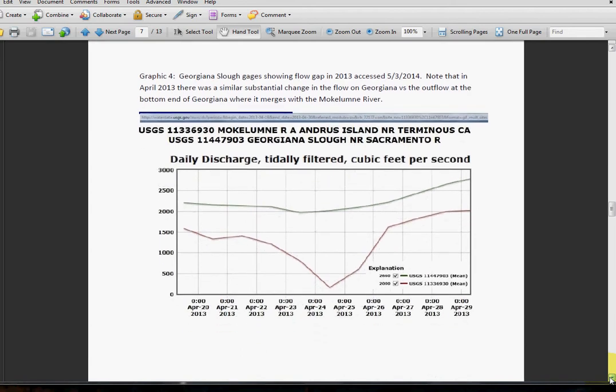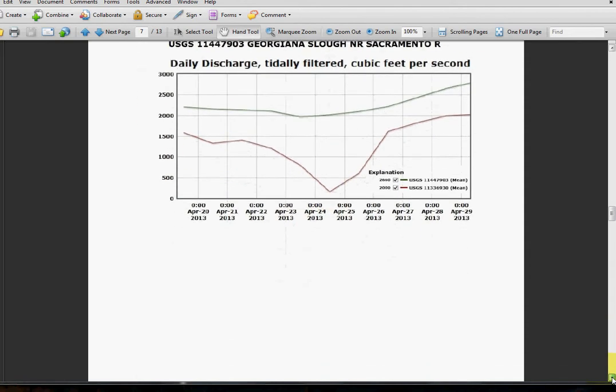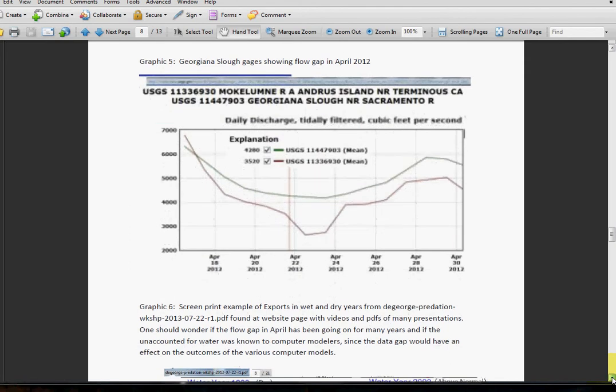Anyway, it made me decide to go back and look at other years. And what did I find? In April of 2013, again, there is a big gap. This is Georgiana flow. Now, remember, we're supposed to be in a huge drought in 2014, and you saw in April that 4,000 cubic feet per second of flow was going down Georgiana to somewhere. Now, this is April of 2013, and it's 2,000 cubic feet per second or more going on down. And here we have a very similar gap. Where's that water going?